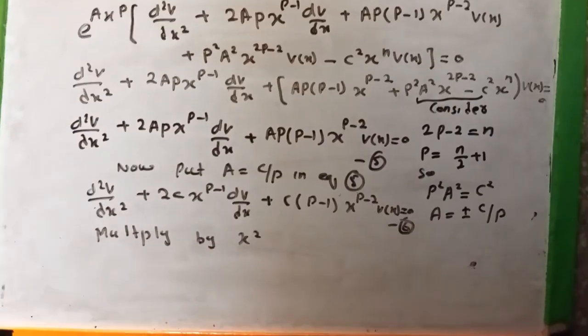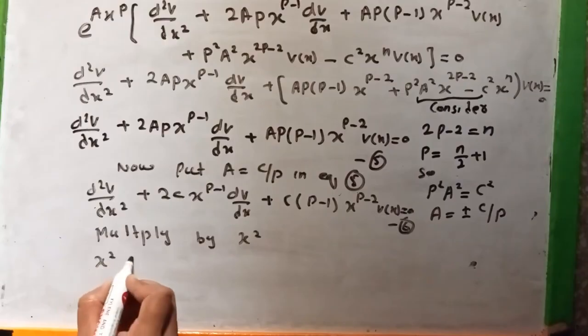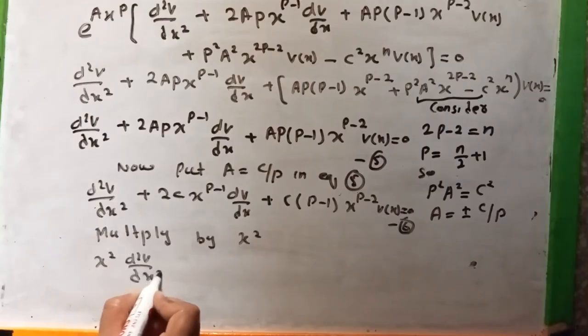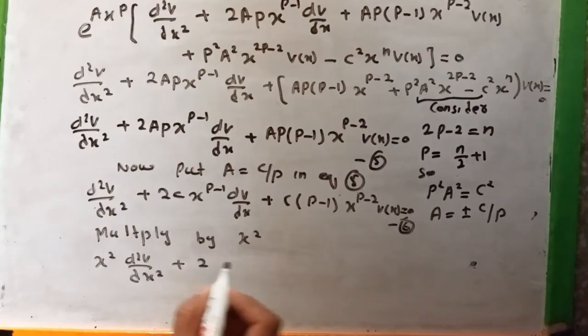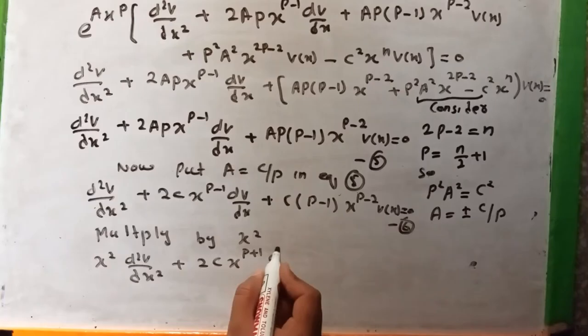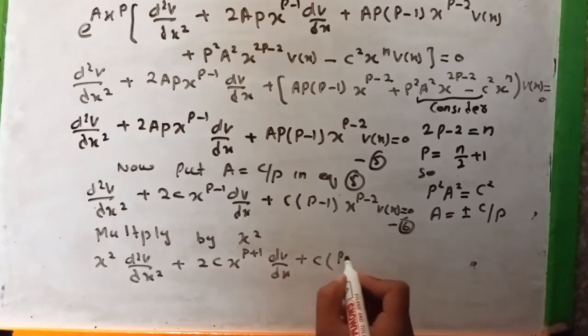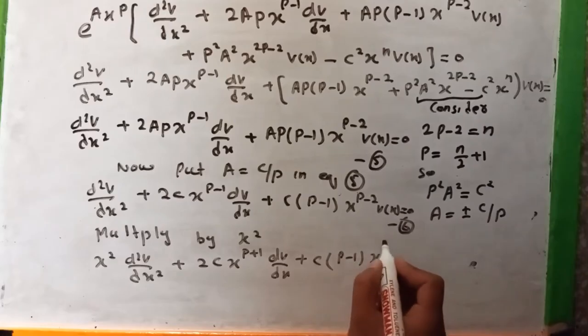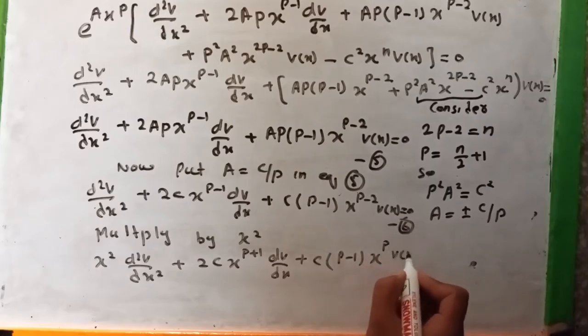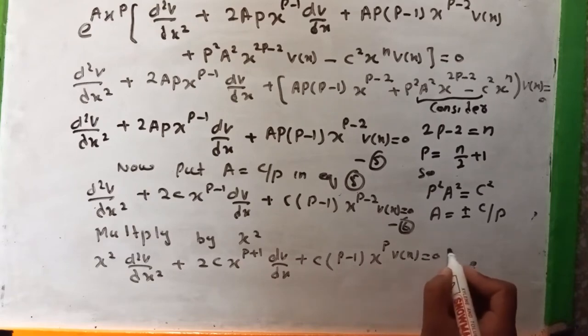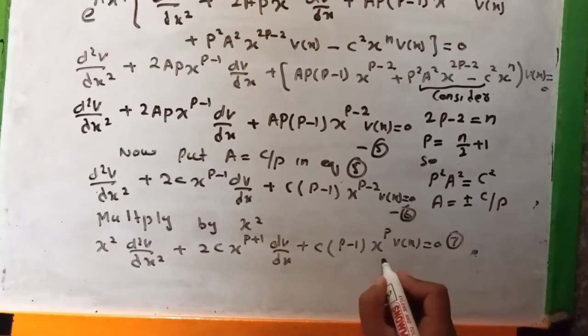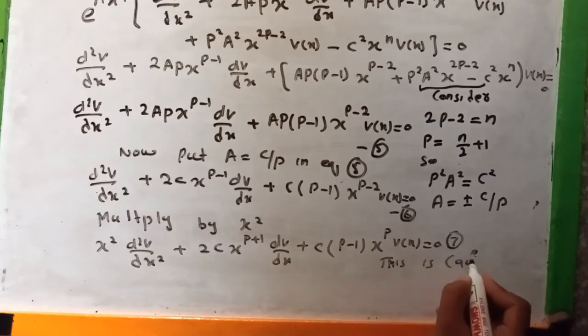Multiply x square. So this becomes x square d square v over dx square plus 2c x raised to power p plus 1 dv over dx plus c multiplied by p minus 1 x raised to power p v of x is equal to 0. This is equation number 7. Equation 7 is a Cauchy-Euler equation.